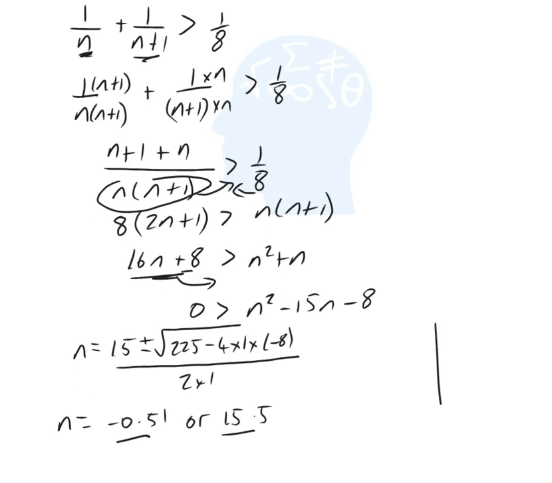So let's have a little look at what's happening. If I was plotting it as a curve, I'd have something like that going on. That's my minus 0.5, and that's my 15.5. And we know that n squared minus 15n minus 8 is less than 0. So I know I need to be in that section of my inequality. So my solution to my inequality is n has got to be between minus 0.51 and 15.5. Right, all good so far.